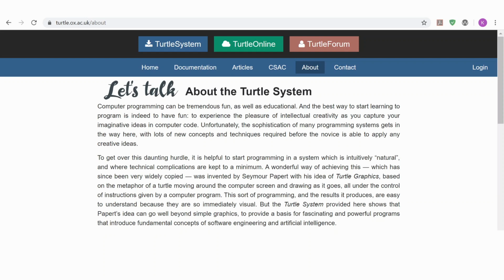A wonderful way of achieving this, which has since been very widely copied, was invented by Seymour Papert with his idea of turtle graphics, based on the metaphor of a turtle moving around the computer screen and drawing as it goes, all under the control of instructions given by a computer program. This sort of programming and the results it produces are easy to understand because they are so immediately visual. But the turtle system provided here shows that Papert's idea can go well beyond simple graphics to provide a basis for fascinating and powerful programs that introduce fundamental concepts of software engineering and artificial intelligence.